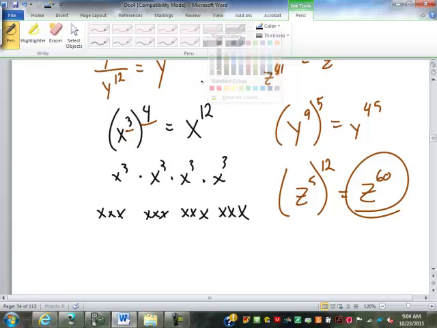If it's a power of a power, you end up multiplying the powers. Again, you're taking it to a power, but the appearance is you're multiplying the powers.